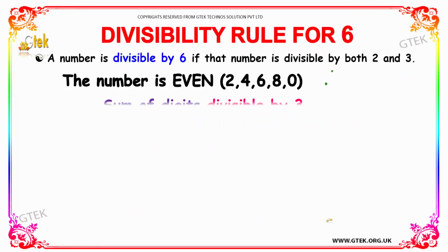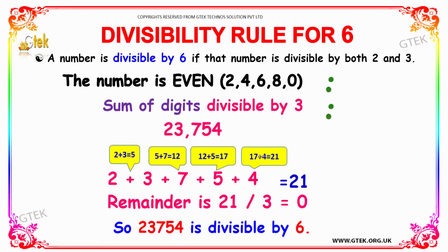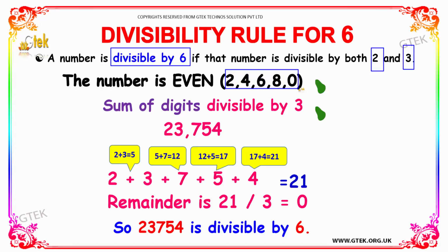Next we have the divisibility rule for 6. A number is said to be divisible by 6 if the number is divisible by both 2 and 3. A number is even if it is a multiple of 2. 2, 4, 6, 8 and 0 are some of the multiples of 2.